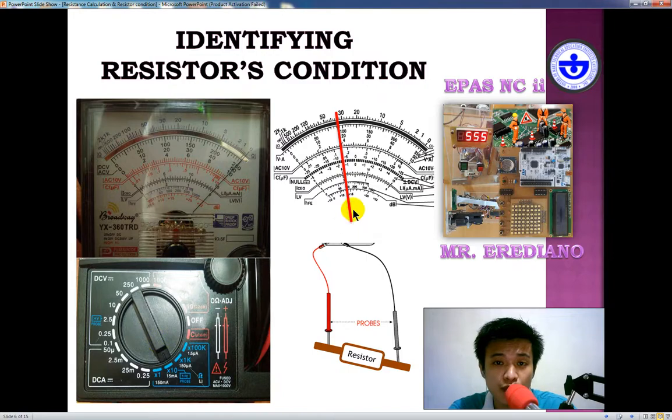And then, how will you connect the test probes to your multitester? It should be this way. One test probe should go on one leg, and the other test probe should go on the opposite leg of your resistor. That's how you are going to position your multimeter towards your resistor. Okay, I hope that is clear.